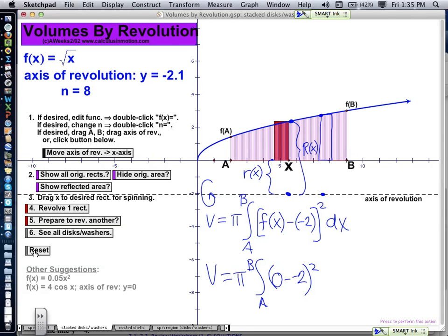Whenever you're trying to name a distance as a positive number, take the bigger value and subtract the smaller. So 0 minus negative 2 gives you positive 2, and that's the distance there, 1, 2, you can just count it. So you have 2 squared, and then dx. Pi times the radius squared dx. Then we're going to take this volume and subtract this volume.